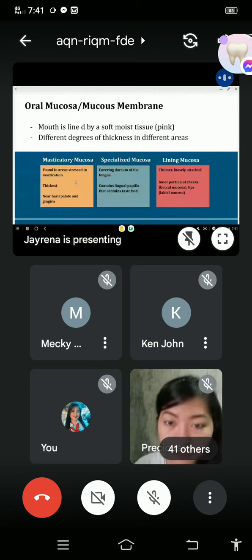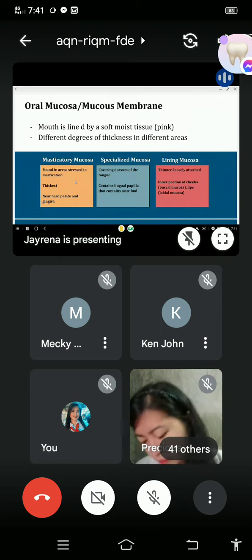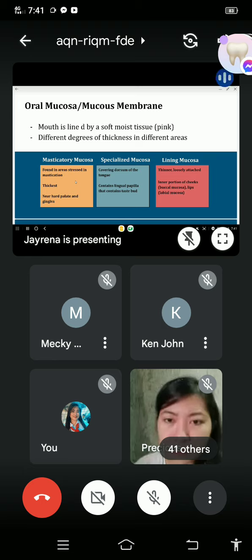Next, specialized mucosa. So specialized mucosa, nandito yung mga panlasa. The papillae that brings the taste. Remember the taste buds. And these are found in the dorsum of the tongue, contains the lingual papilla, and that contains the taste bud. O, yun.